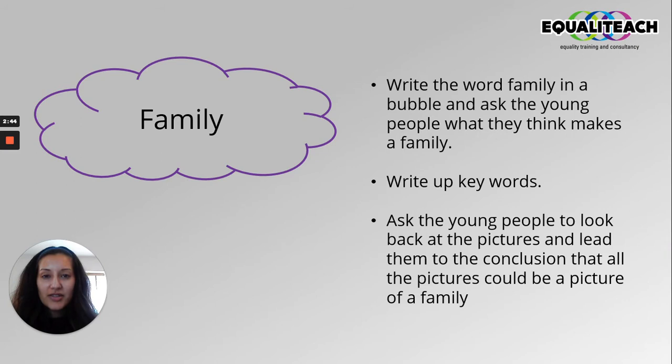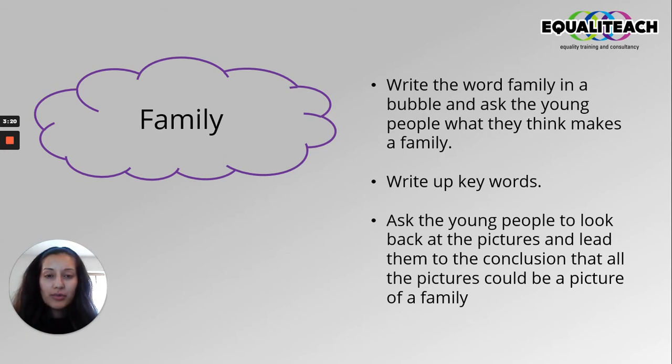Following these discussions, write down the word family in a bubble and ask the young people what they think makes a family. Write up the key words. This may include answers such as providing support, caring for each other, or having fun together. Young people may also suggest ideas such as having brothers or sisters, or having a mum and dad. This is a great opportunity to probe young people into questioning this idea that all people have brothers and sisters, mums and dads in their families.